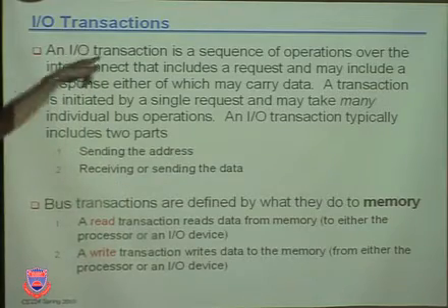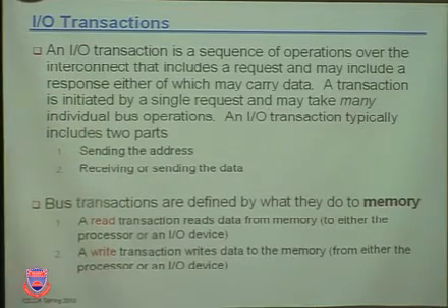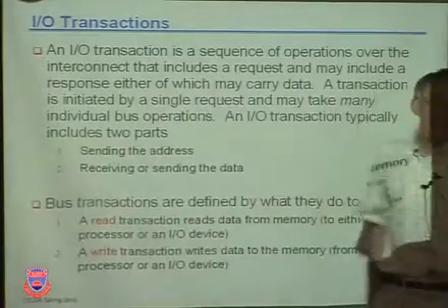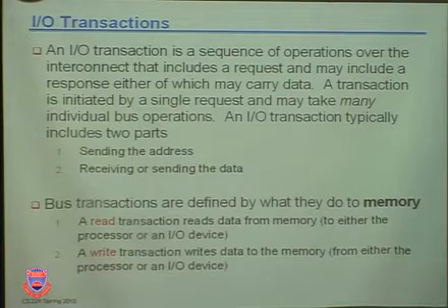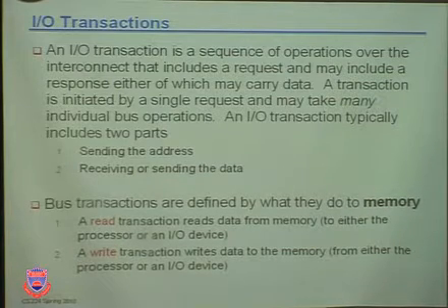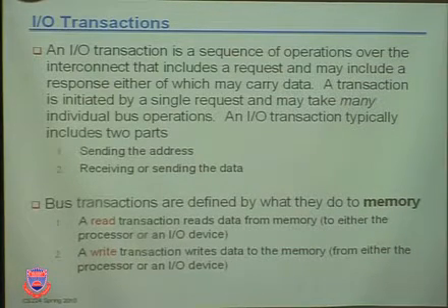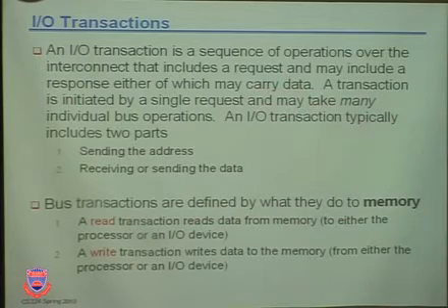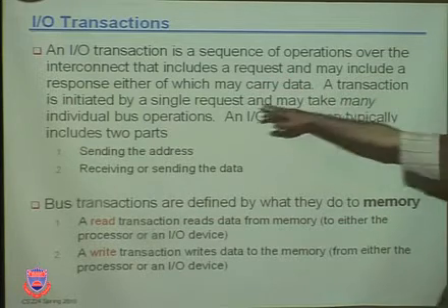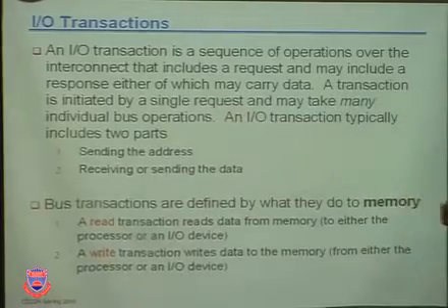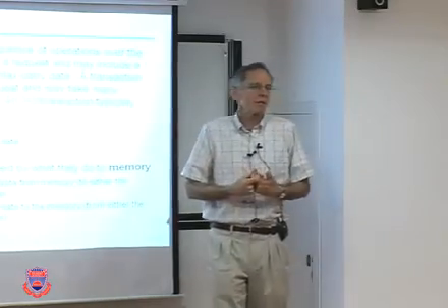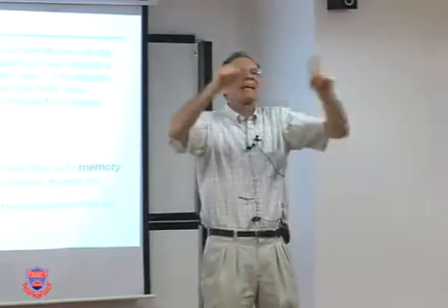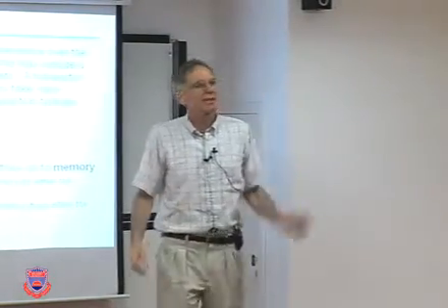Now, an I/O transaction is a sequence of operations that include requesting and getting access to the I/O bus and then to the device that you want to communicate with. Maybe it's a control transaction, maybe it's a data transaction. The transaction is initiated by a single request, but it might take many individual bus operations. So an I/O transaction is talking about individual operations on a bus in order to get a job done, whatever that job is. Disk block read.